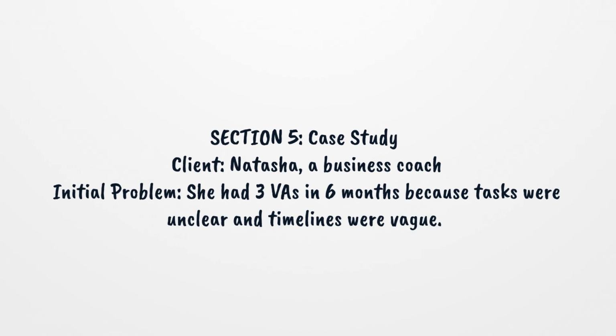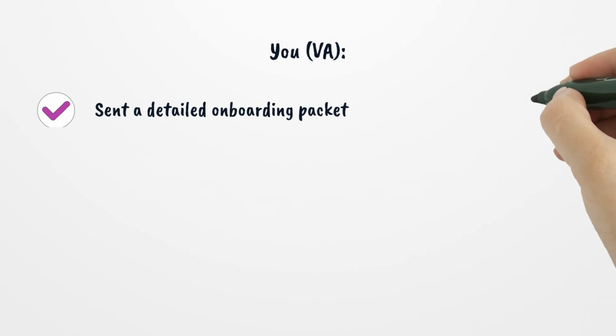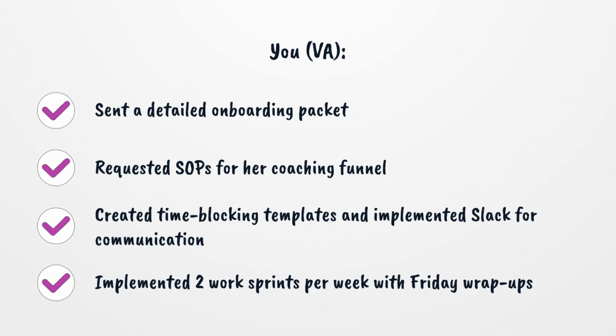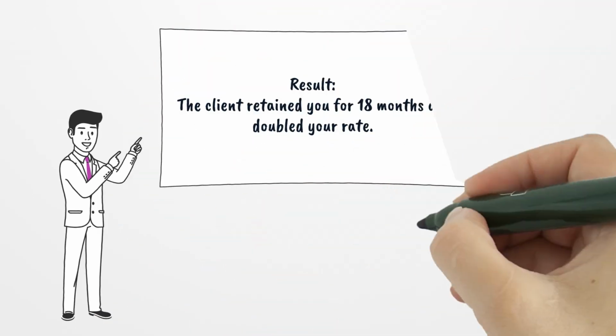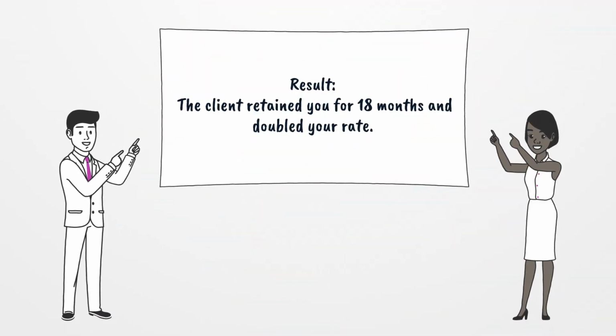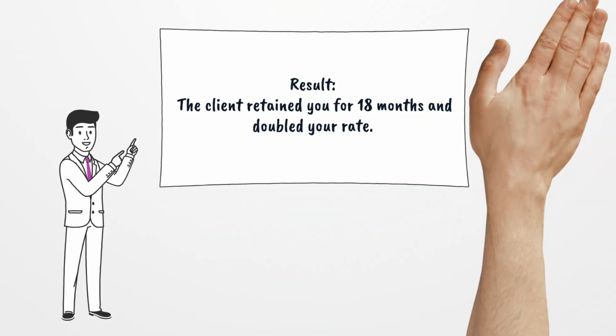Section 5: Case study. Client: Natasha, a business coach. Initial problem: she had 3 VAs in 6 months because tasks were unclear and timelines were vague. The VA sent a detailed onboarding packet. Requested SOPs for her coaching funnel. Created time-blocking templates and implemented Slack for communication. Implemented 2 work sprints per week with Friday wrap-ups. Result: the client retained you for 18 months and doubled your rate.